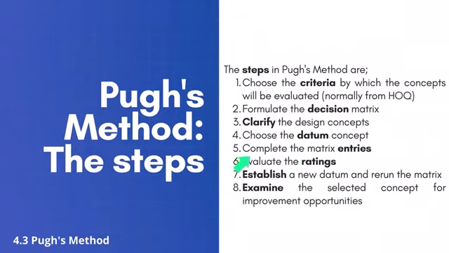Sixth, evaluate the rating. Seventh, establish a new datum and rerun the metric. Eighth, examine the selected concept for improvement opportunities. Later in this video, I will show some examples related to Park method.